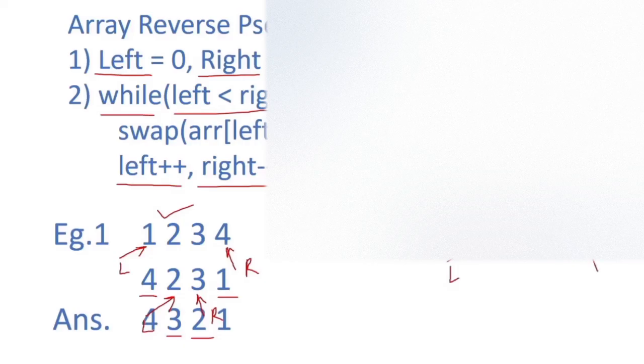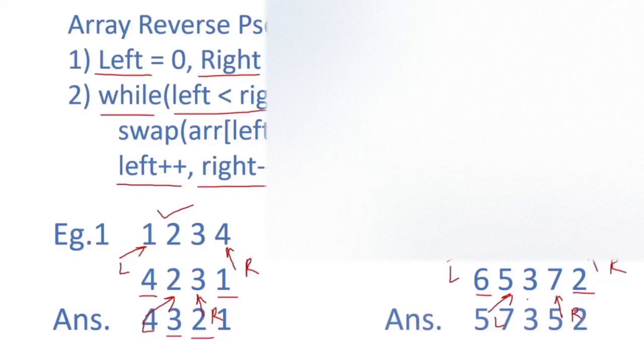Left pointer here, right pointer here, and we will swap the elements 6 and 2. They got swapped. Then we will increment the left pointer, decrement the right pointer, and we will swap 5 and 7. Now the left pointer and right pointer will be here. So the condition for our loop will get violated and 3 is going nowhere. So this is our answer.